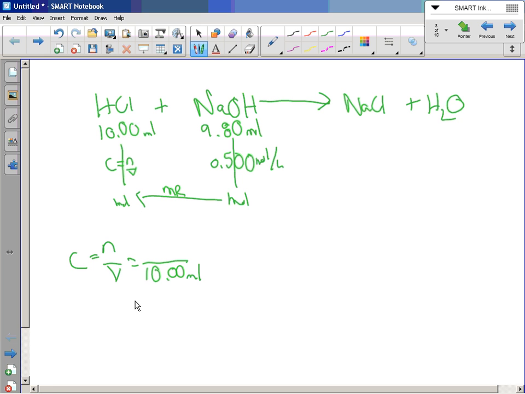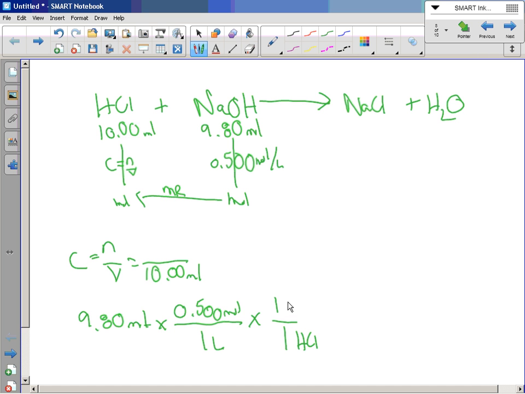Now to figure out the N, I have 9.80 milliliters of sodium hydroxide. I want to get rid of that liters. That's 0.500 moles per 1 liter. Using my map, I need the mole ratio. This is a 1-to-1. The 1 HCl that I want is on the bottom. I'll write it in. Some people are still getting that upside down.